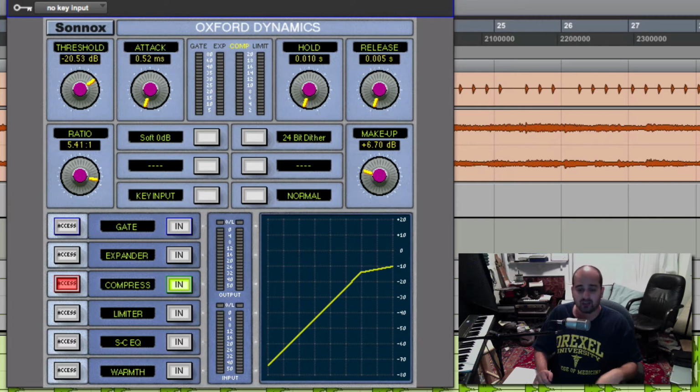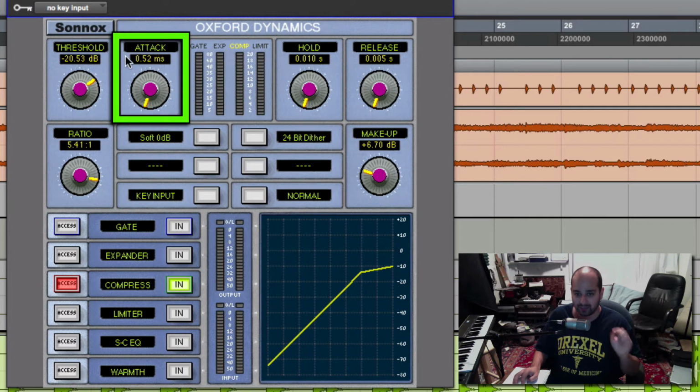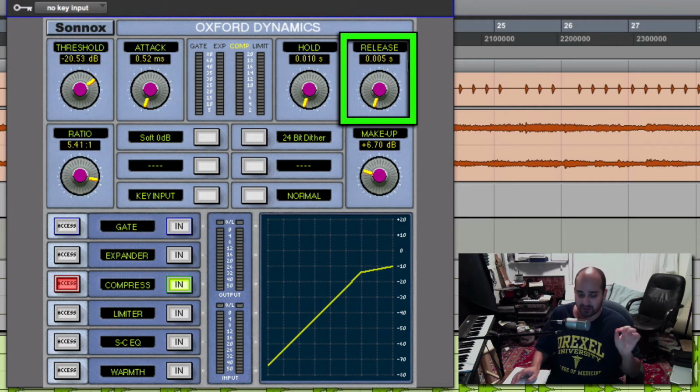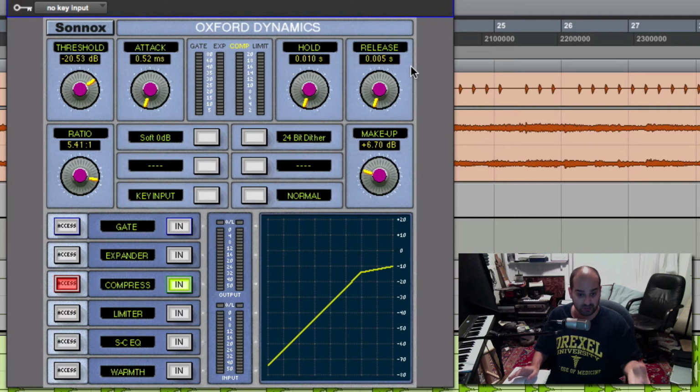It's quick. So what we're going to do is set the attack very, very fast on the compressor right here. We have half a millisecond, so it works immediately when the threshold is breached. And we're also going to set the release very, very fast because we want to get the compressor out of the way of the sustain. So I have it set to 5 milliseconds, which is the lowest that it can go.